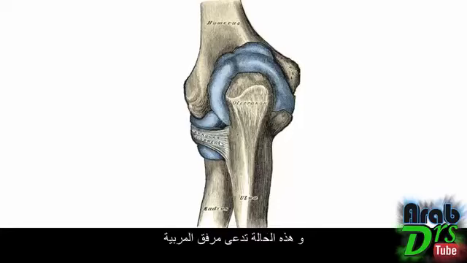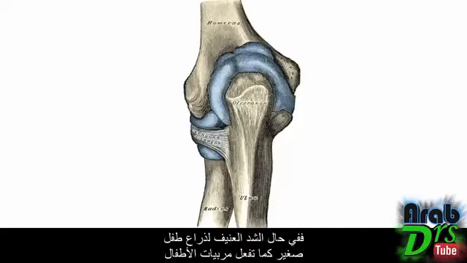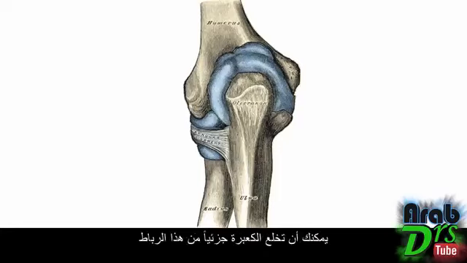Sometimes the radius can actually get forced out of this annular ligament, so you get radial head subluxation, and this is called nursemaid's elbow, because if you forcefully pull on the arm of a young child, as a nursemaid might do, you can sublux the radius from this ligament, so it will slip out from the annular ligament. And this is more common in young children under the age of 5.